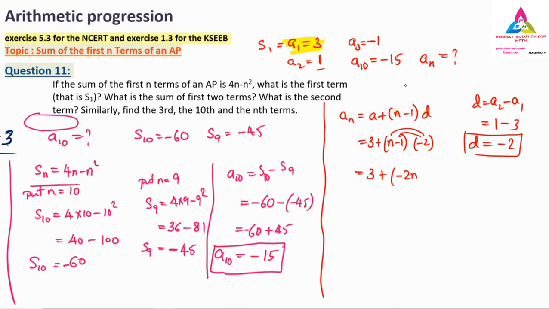Then minus into minus plus 2 ones are 2. So now finally we have to write down 3 plus or plus into minus minus 2n plus into plus plus 2. So the final an value is nothing but 2 plus 3. See here, 3 plus 2 we have, that is equal to 5 minus 2n. So an value we found as 5 minus 2n.